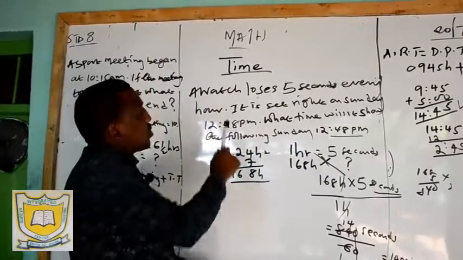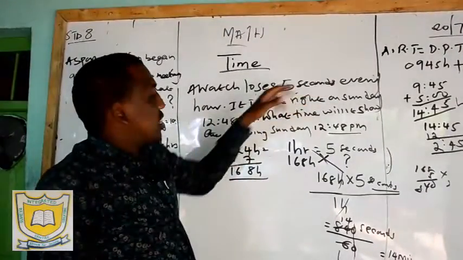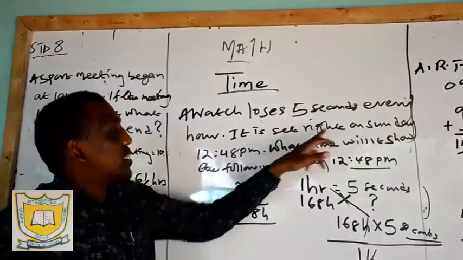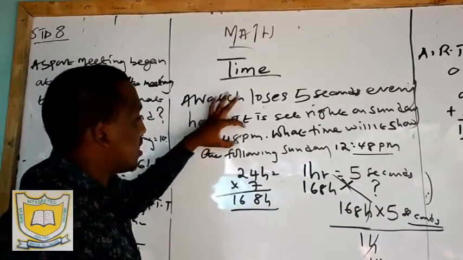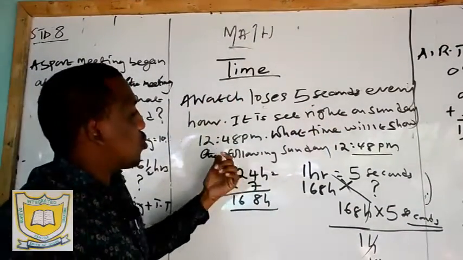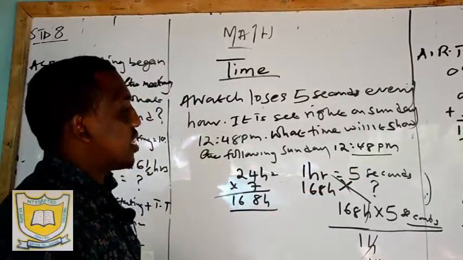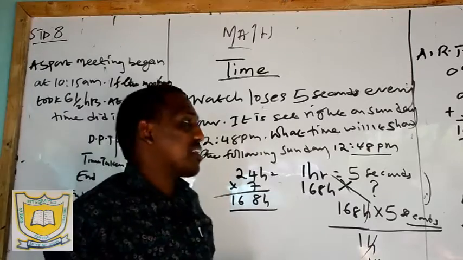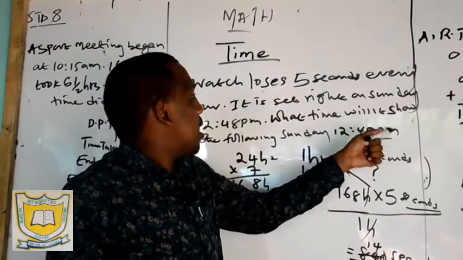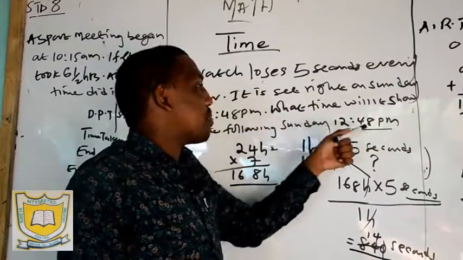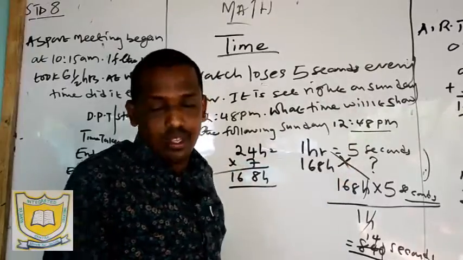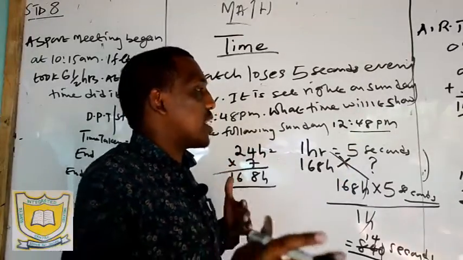I'm repeating, you are told a watch loses 5 seconds every hour. It is set right on Sunday 12:48 p.m. What time will it show the following Sunday 12:48 p.m.? So the first thing you check is the two times you are given. This one is in p.m. and the other one is also in p.m. The time is same and the days are same. So 12 p.m. Sunday to Sunday.